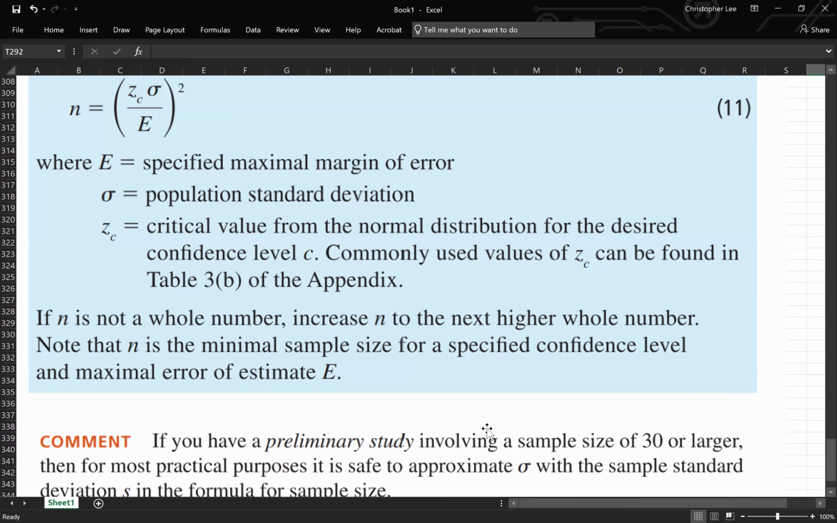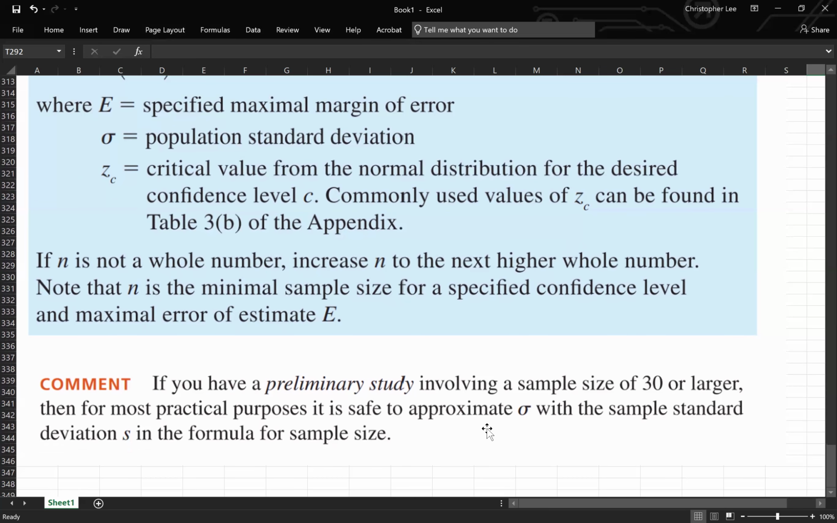Yeah, given the maximal error. Right. So in a sense, you're choosing how much error you want in your experiment. And from that knowledge, you're trying to figure out how big of a sample you need, you know? So yeah, all right.